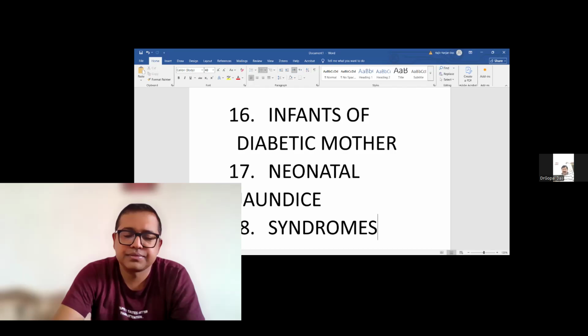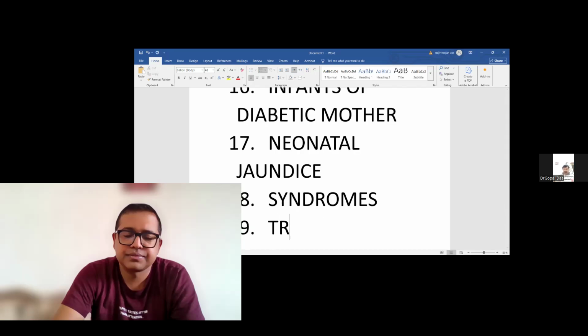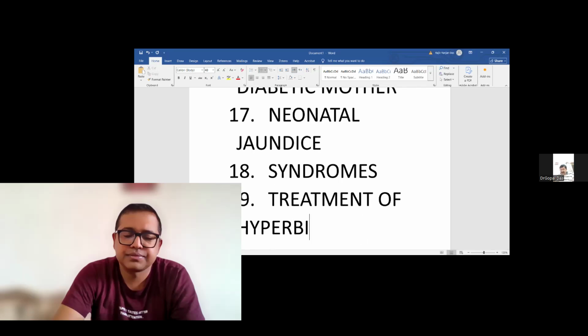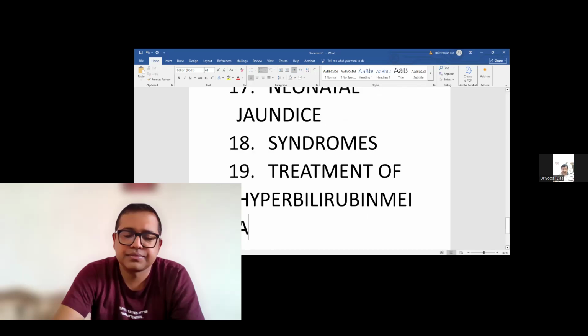Now, how do we treat hyperbilirubinemia? 2 things: pharmacological and phototherapy. In pharmacological, we use barbiturate, phenobarbital. It induces UDP glucuronyl transferase and enhances conjugation of bilirubin. Second is metalloporphyrin. Metalloporphyrins like tin and zinc decrease bilirubin formation by inhibiting heme oxygenase. Heme oxygenase. Okay.